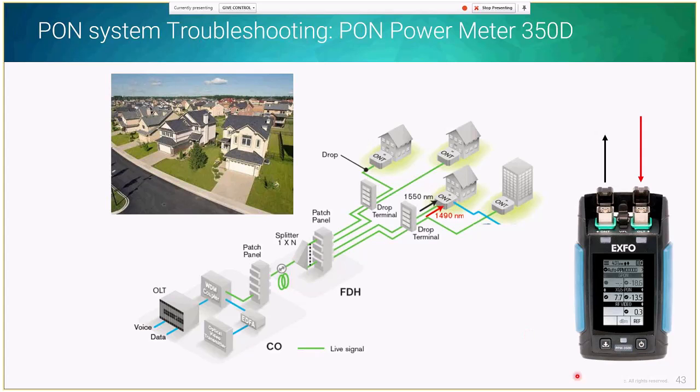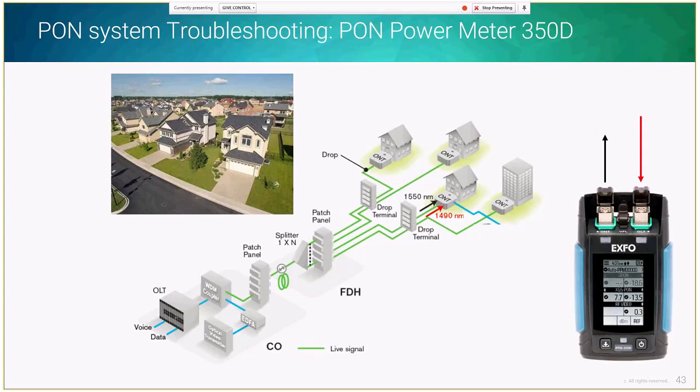The other thing that we have with the PON power meter is, as you see here, you have the GPON value and you have as well the XGS-PON value and the RF video, which is a 1550 nanometer video signal, in one go.